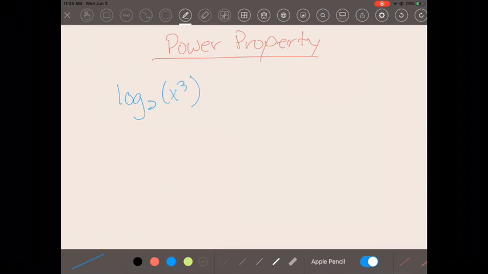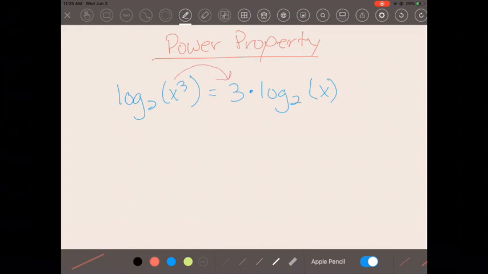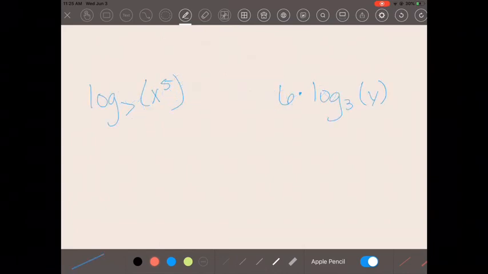The last property we're going to deal with is the power property. Once again, this property allows us to deal with logarithms using exponents quicker. In this specific logarithm, we have log base 2 of x cubed. This can be broken down to 3 times log base 2 of x. You can see the 3 being taken to the front of the equation and x being left at the end.